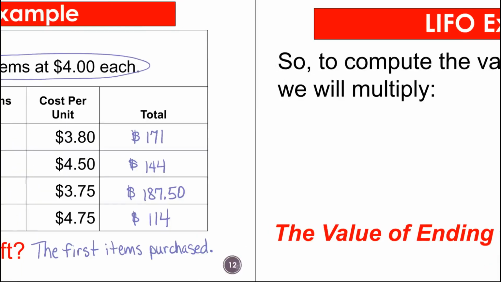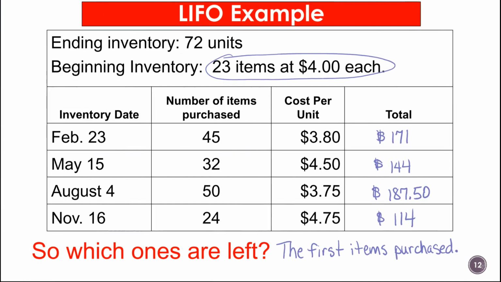To compute the value of the ending inventory for last in, first out, we go to the top of the chart, and we have 23 items at $4. Remember, we still have 72 items in our ending inventory. If we use 23 of them, the one I have circled, we need 49 more. So we're going to use 45 here. Now I have 45 plus 23, and that's 68, so I need 4 items from this category.